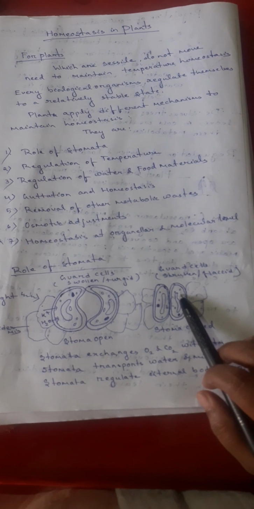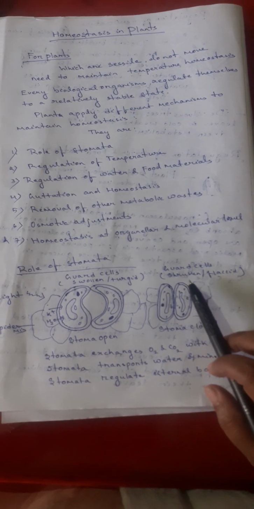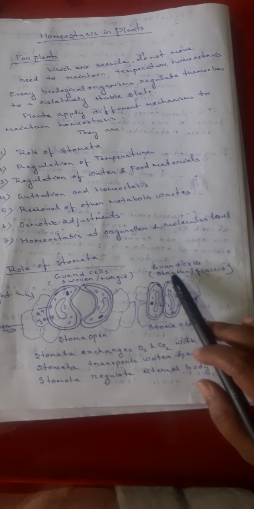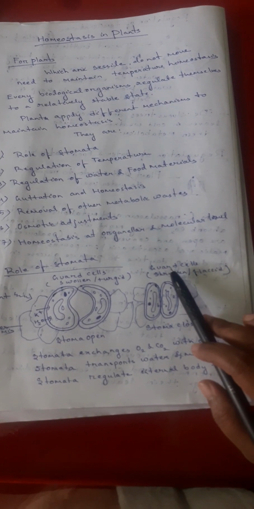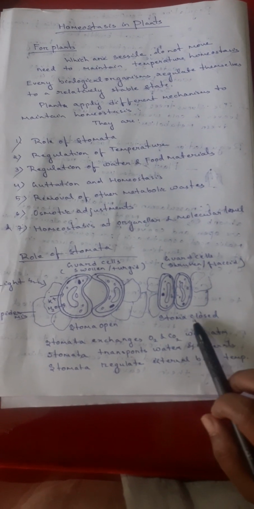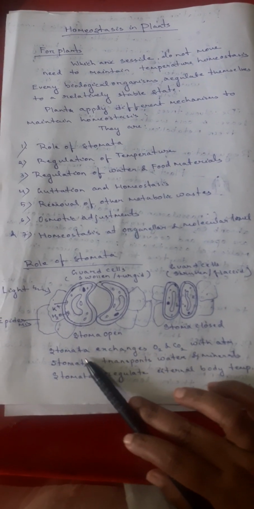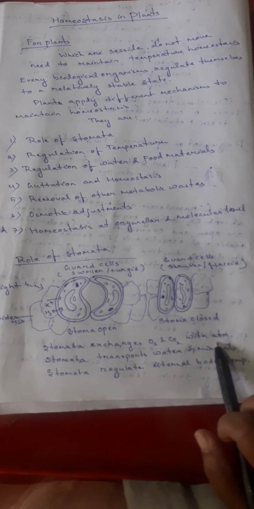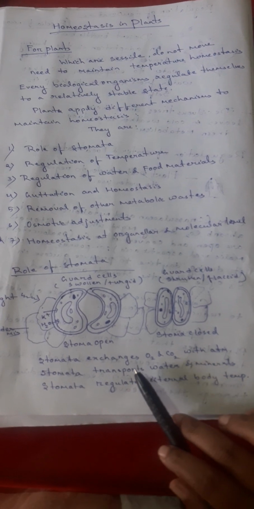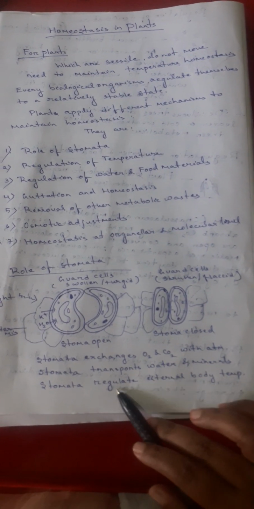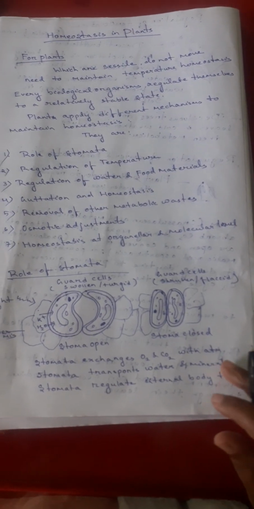Just the reverse happens when the light goes out or at night, in the dark. The guard cells shrink and become flaccid. Thus, stomata are closed. Stomata exchange oxygen and carbon dioxide with the atmosphere. Stomata transport water and minerals. Stomata regulate internal body temperature.